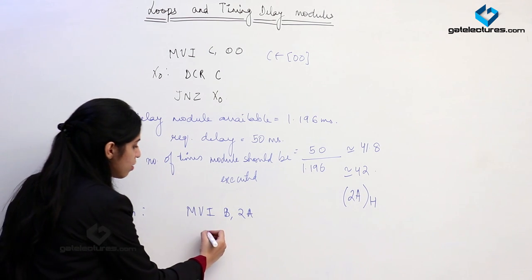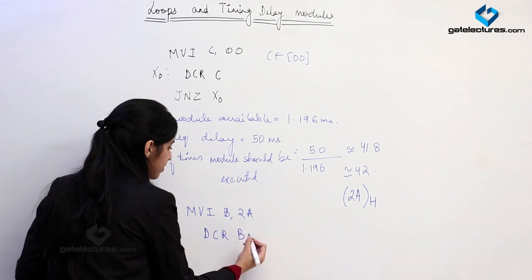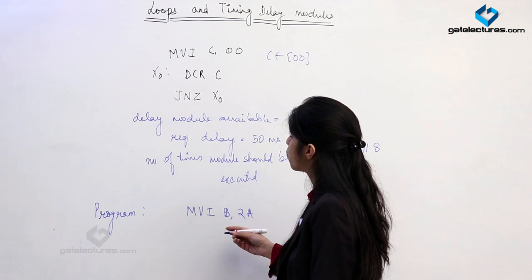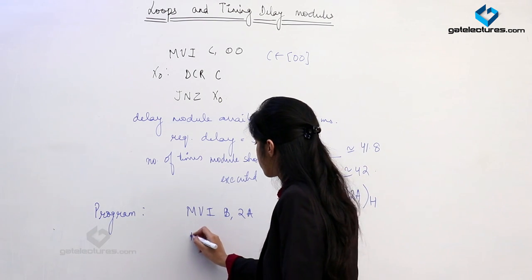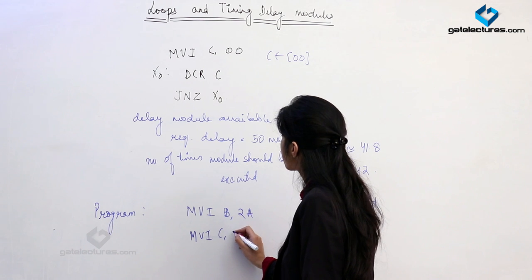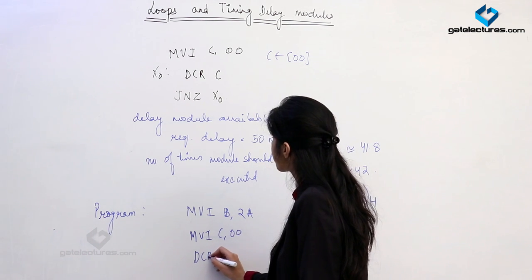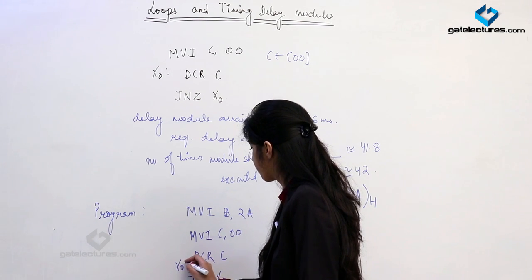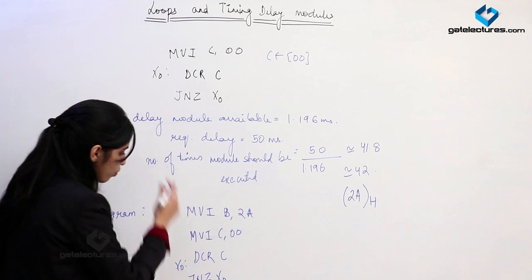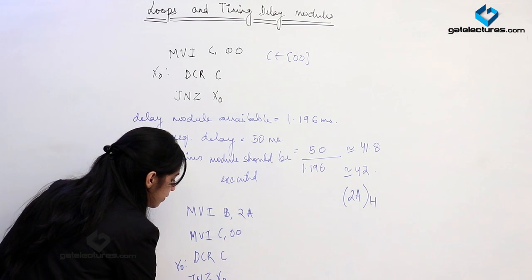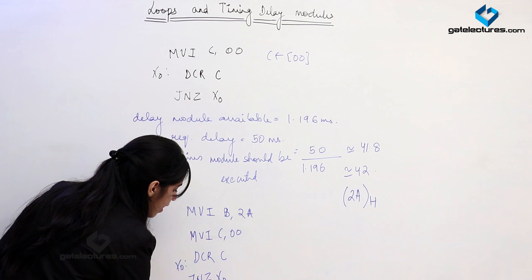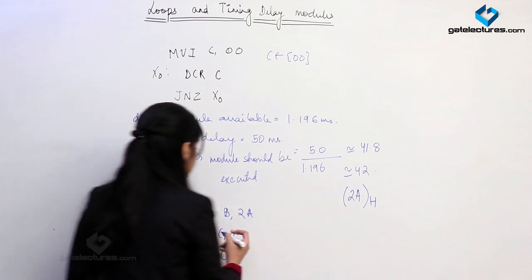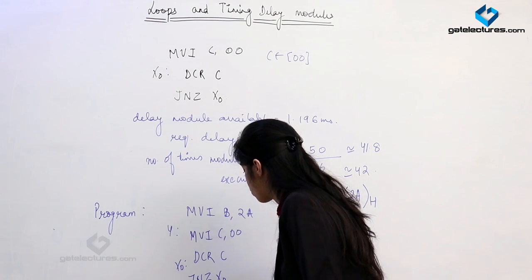The concept is the same. What do I do? After that, I load MVI B with 2A. Then I am going to write this module: MVI C, 00, DCR C, JNZ X not. This is X not. Then what do I do? DCR B and JNZ Y. This I am making as Y. And then halt, of course, halt.